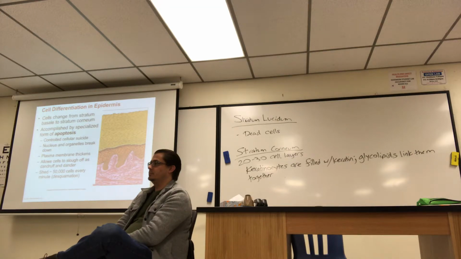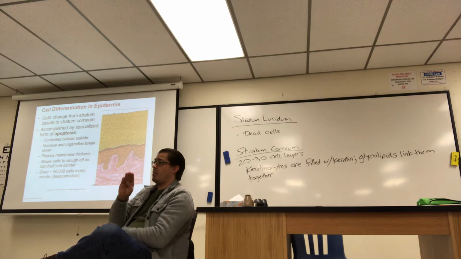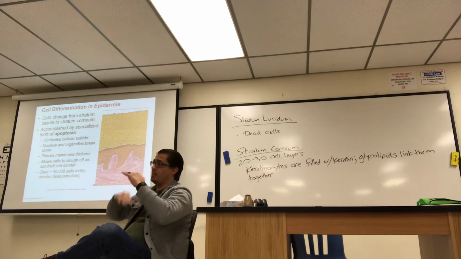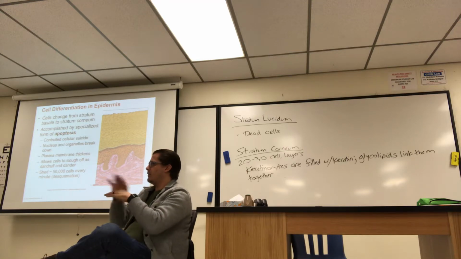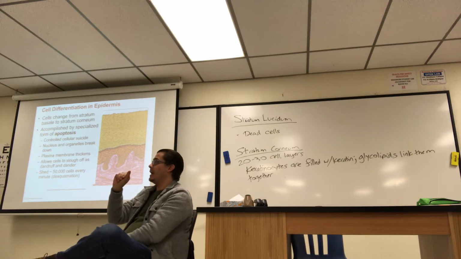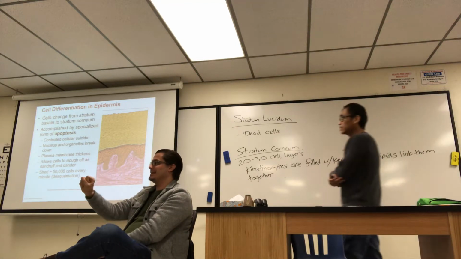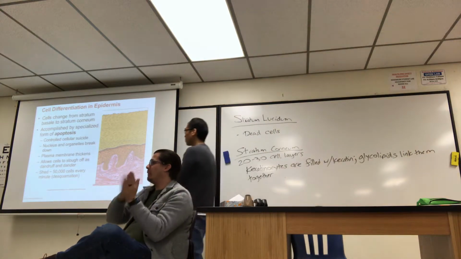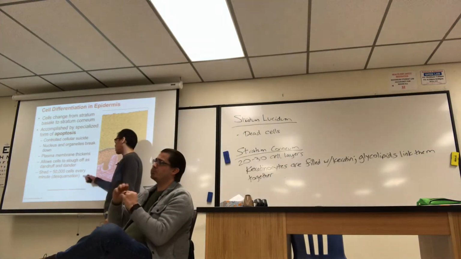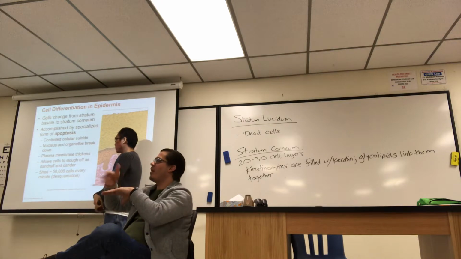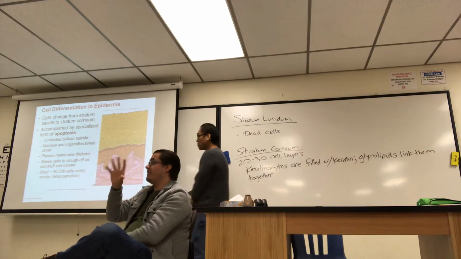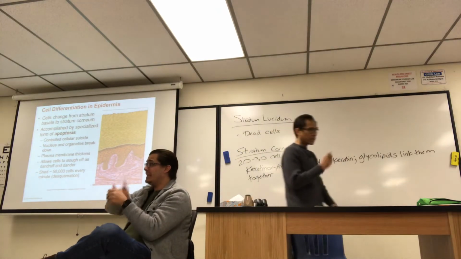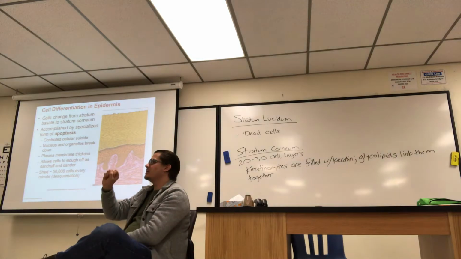So cells change from stratum basale at the bottom to stratum corneum at the top. It's accomplished by a specialized form of apoptosis. Apoptosis is programmed cell death. It's controlled cellular suicide. Nucleus and organelles break down. Just reading from my slide. The plasma membrane thickens. This allows the cells to slough off, as in dandruff. And you shed, to put a number to it, 50,000 cells every minute. That's called desquamation. I learned that term before.